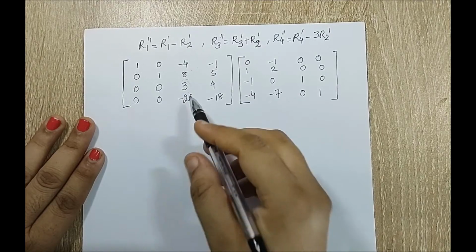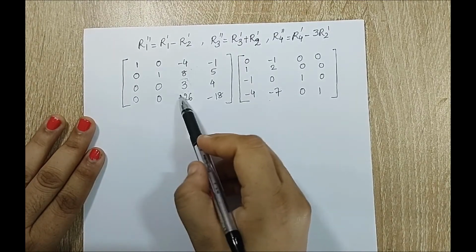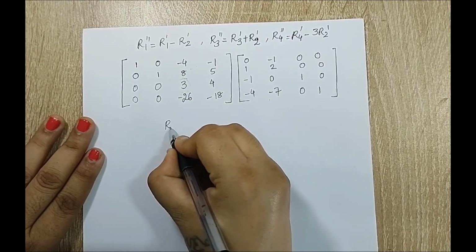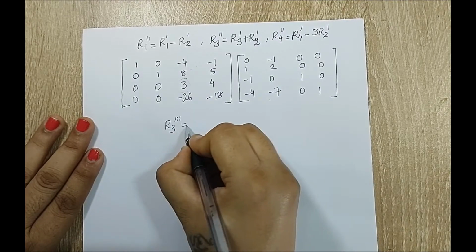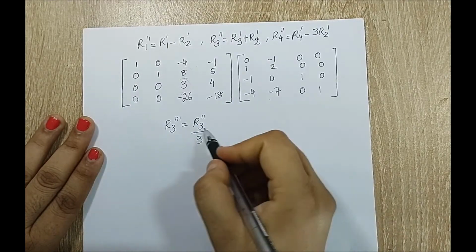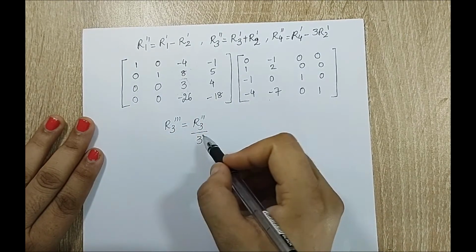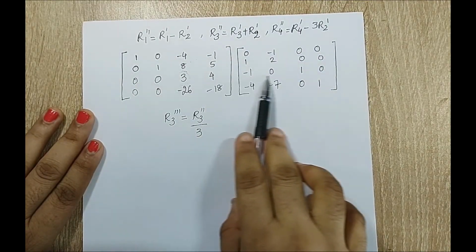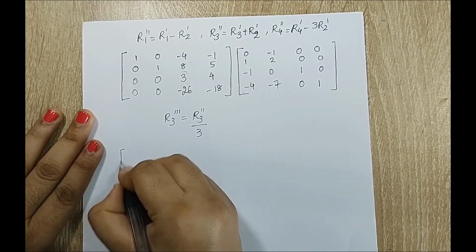Observe carefully. I need to divide this element by 3 so that this element becomes 1. So I'll write R3''' will be R3'' divided by 3, which means I am multiplying this row with a scalar 1/3. So when I divide all these elements by 3, observe what I get.